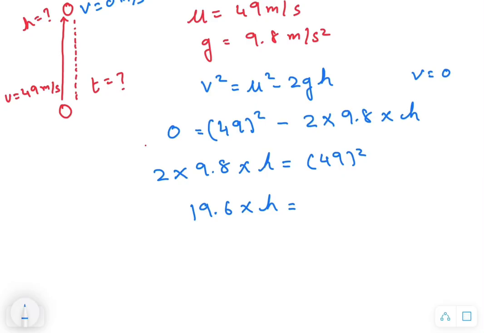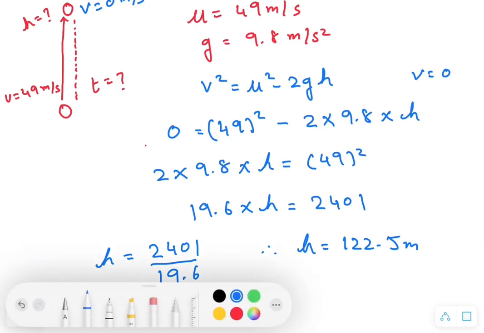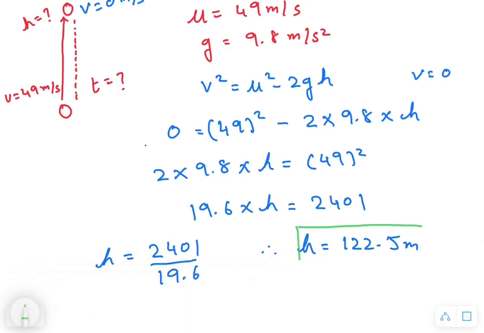If you do the calculation, you will get the value 2401. h is equal to 2401 divided by 19.6. So h would be 122.5 meters. Now let's find the total time. But for that we need to calculate the time taken to reach the maximum height.